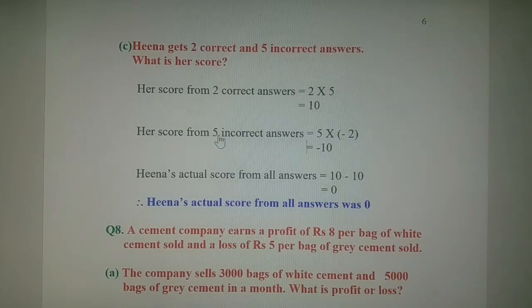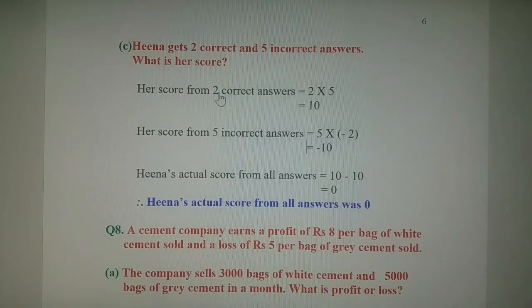Hina answered 5 questions incorrectly. Her score from 5 incorrect answers will be 5 into minus 2, because 2 marks are deducted for answering any question incorrectly. For answering 1 question incorrectly, 2 marks are deducted. So we write minus 2 here. So 5 questions incorrectly means 5 into minus 2. So that means minus 10. Or we can say 10 marks are deducted from her actual score.